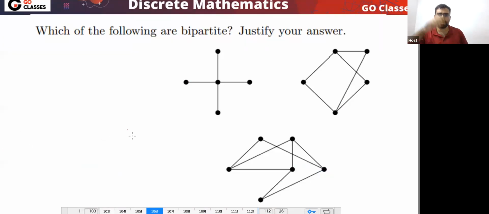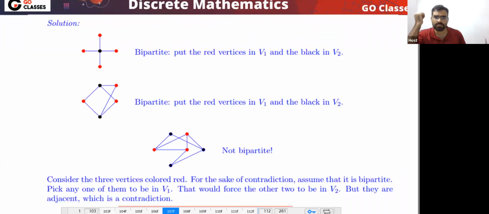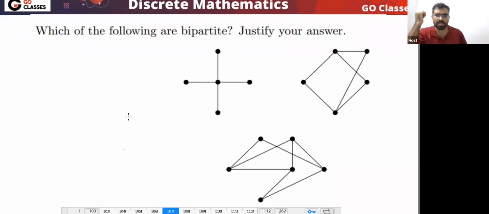From this theorem, can you try these questions? Which of them are bipartite? Do we have an odd cycle? So this is bipartite. There is no odd cycle. Do we have an odd cycle here? See, this is not bipartite. This is bipartite because there is no odd cycle.